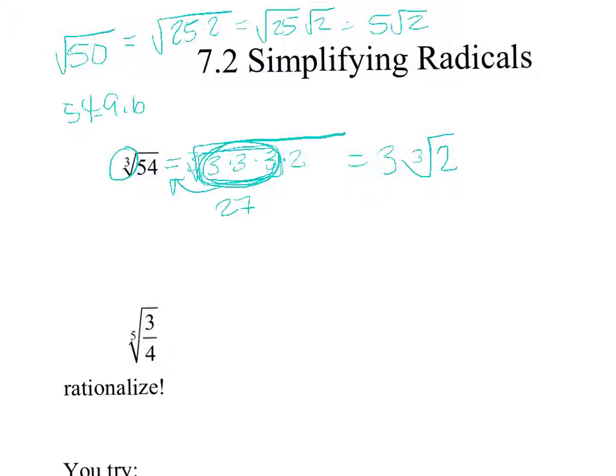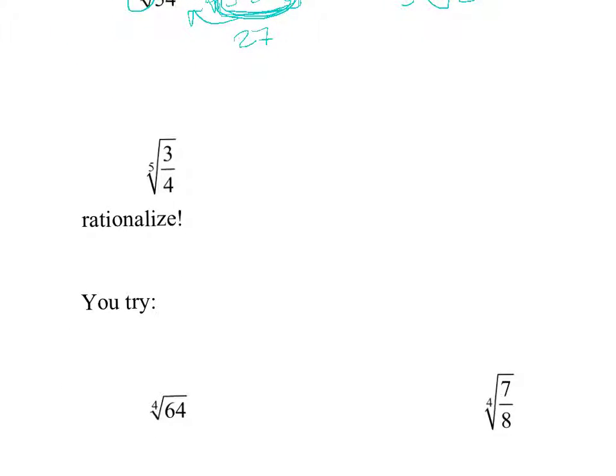The other thing you need to be able to do is rationalize. Now you'll notice here I have the fifth root of 3/4. Before, if I had the square root of something on the bottom, let's say the square root of 3, I would multiply by the square root of 3 again. That way I had two 3s, because remember the square root is something times itself. So then I would just have 3 there, because the square root of 3 times 3 is 3. Okay, so now if I'm looking at the fifth root, I need something times itself 5 times.